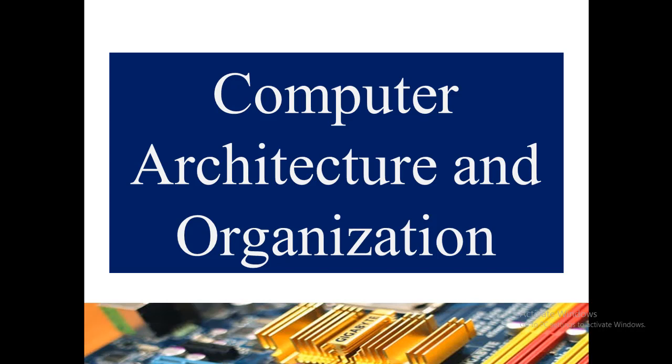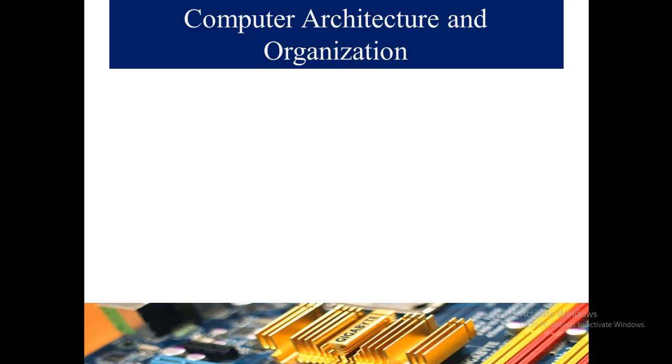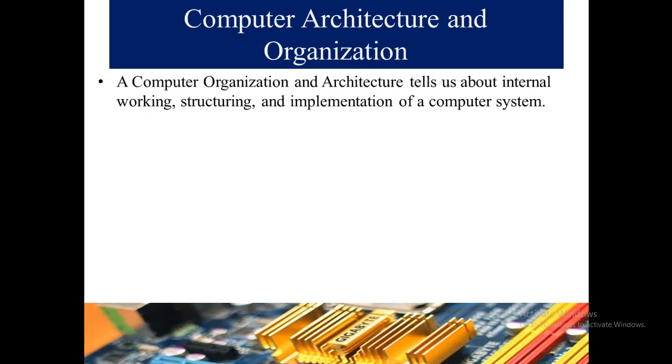In this lecture, we will see how both computer architecture and computer organization work in a computer system. Computer organization and architecture tell us about the internal working, structuring, and implementation of a computer system: how the internal peripherals are working, how they are structured inside the computer, how they implement the instruction given by the user, and how the computer's internal system is organized to implement the architecture.